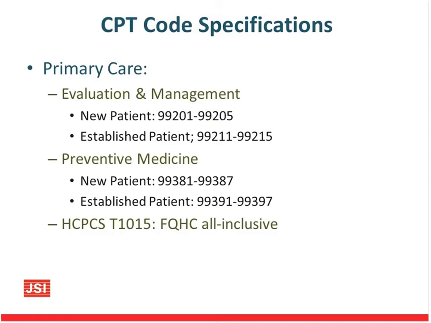This last one's important. Community health centers, because they get paid on a prospective basis, cost basis, however you want to describe it, often use this code T1015, which is a HCPCS code, which just represents a visit. It's a sort of bundled, complete visit code. And if you don't include that, you're going to miss a lot of your capacity from your FQHCs.